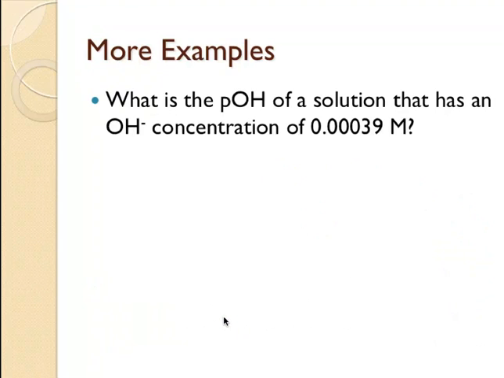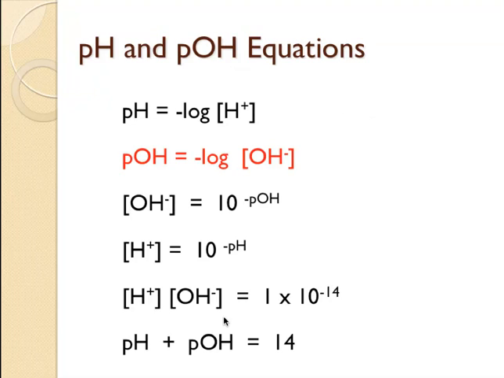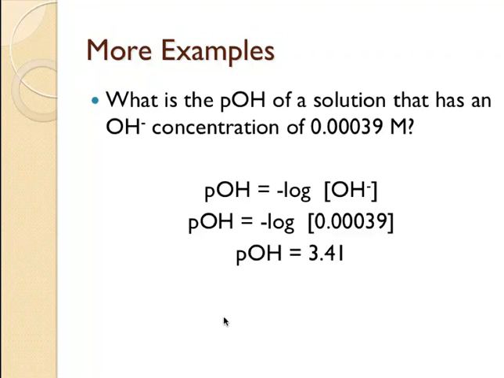One more problem. What's the pOH of a solution that has a hydroxide concentration of 0.0039 molarity? We're going to use this equation. pOH is equal to the negative log of the hydroxide concentration. Very similar in the calculator. Negative log button, 0.00039. You should get the number 3.41. Make sure that when you put that in your calculator, you get 3.41.